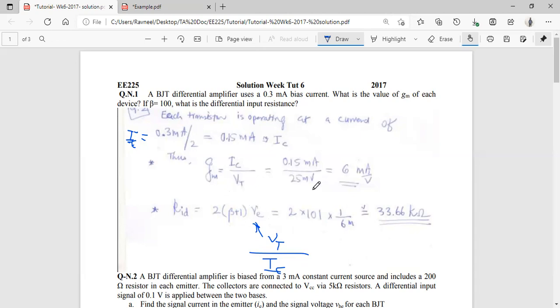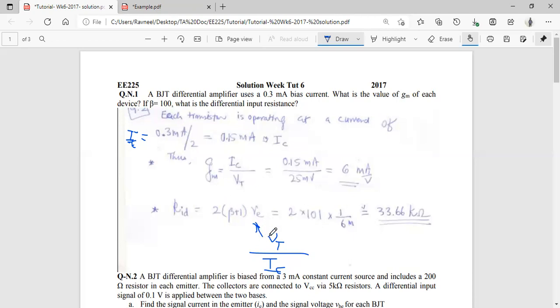So we can use the inverse of this transconductance as the value of our RE. We know our beta value, we know our transconductance, so we can calculate our RE using this formula. That would be 2 times, in place of beta, if you substitute 100, that would be 100 plus 1, that is 101. That's what we have here.